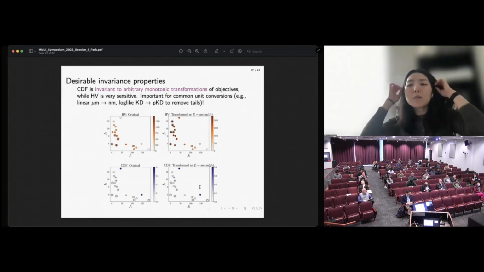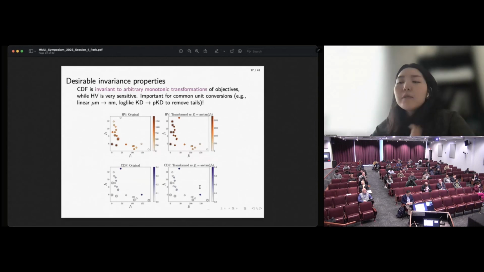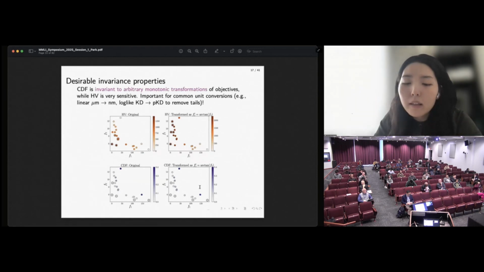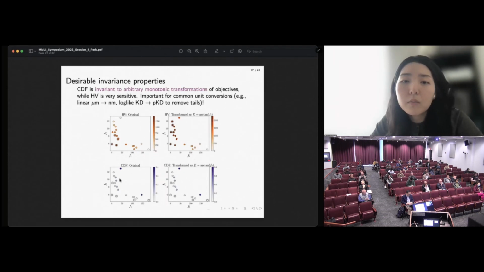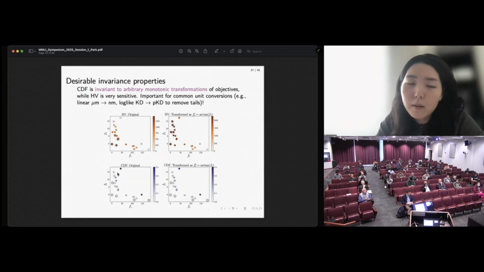And this invariance property is very important for molecular design because we make linear and log-like transformations all the time. For example, molecular assay data often come in some form of rate constants like KD, which span very small values. So it's common to work with the pKD, which is a log transform that removes the tails. We don't want to be sensitive to uninformative transformations like this.